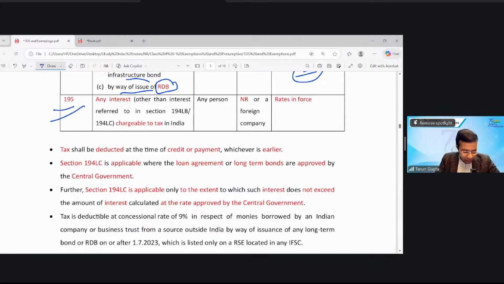Under sections 194LB and LC, tax shall be deducted at the time of credit or payment, whichever is earlier. Section 194LC is applicable where the loan agreement and long-term bond are approved by the central government. Section 194LC is applicable only to the extent that such interest does not exceed the amount of interest calculated at the rate approved by the central government. It's basically theoretical points, but you need to remember them. From a practical point of view, they are theoretical because they are allowed to lend money only if they are approved by the central government and the rate is approved by the central government.